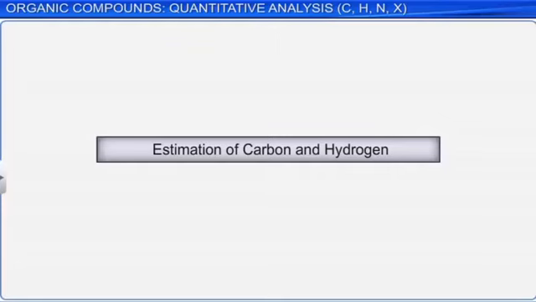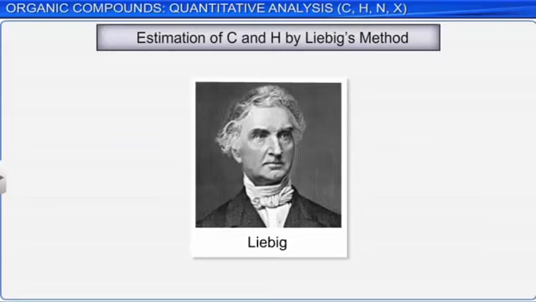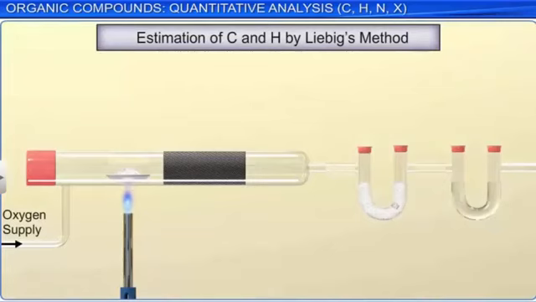First, let us see the method of estimation of carbon and hydrogen in an organic compound. Carbon and hydrogen in the organic compound are estimated by Liebig's method. The apparatus used for this method consists of a combustion tube packed with copper oxide pellets, a platinum or porcelain boat, 2 pre-weighed absorption tubes, and a burner.